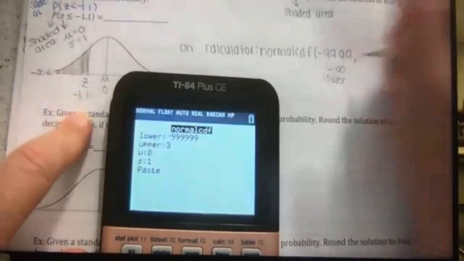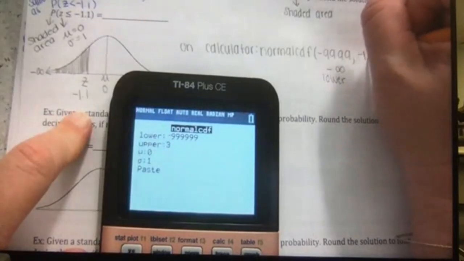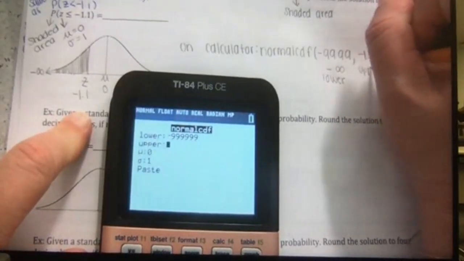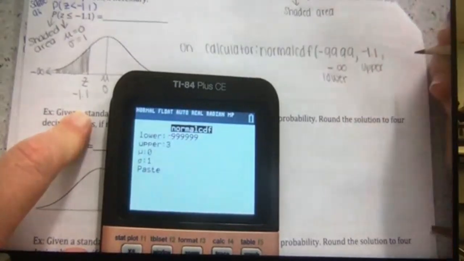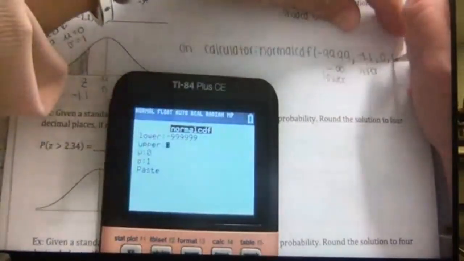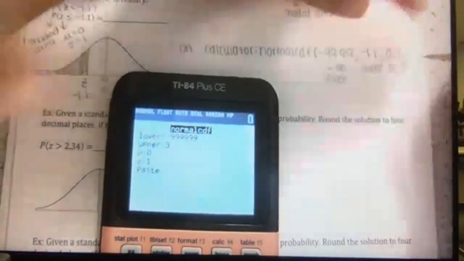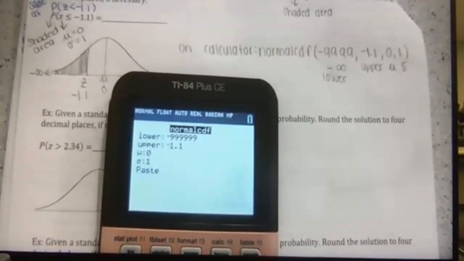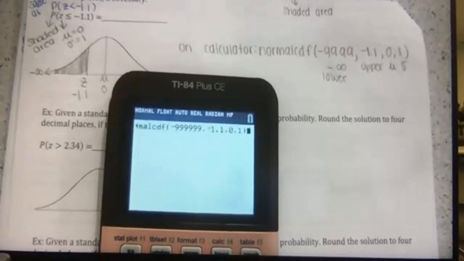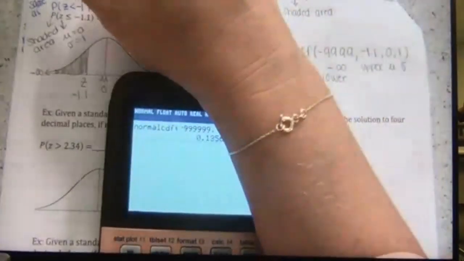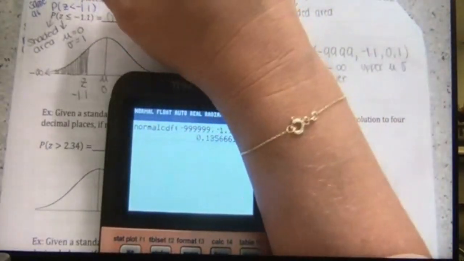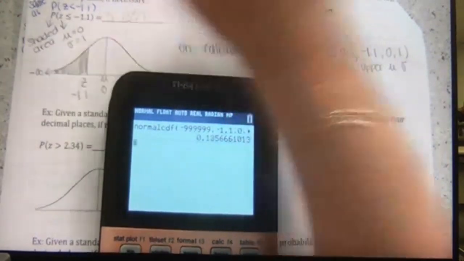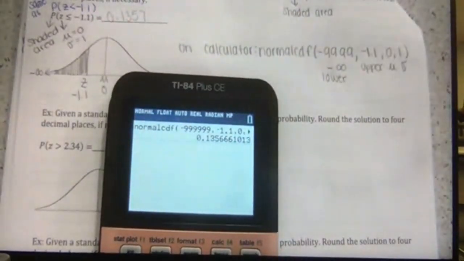Our upper limit, so it's stopping on the right-hand side, is negative 1.1. We're talking about z, so our mean is 0 and our standard deviation is still 1. We'll see later what happens when our mean is not 0 and our standard deviation is not 1, but for now, that's what it is. If you have an older calculator or newer calculator, it should all look the same. Boom, there's our answer, 0.13566, which will round up to 0.1357.